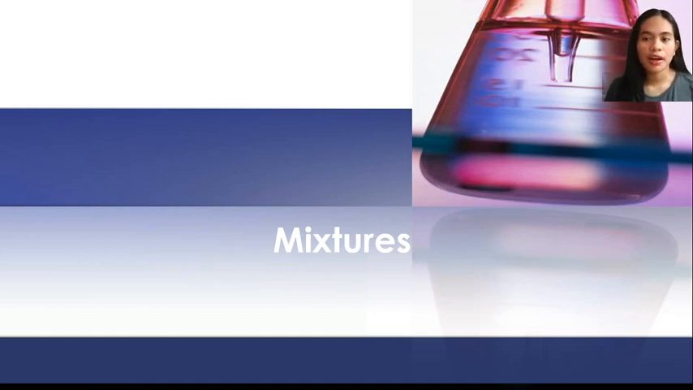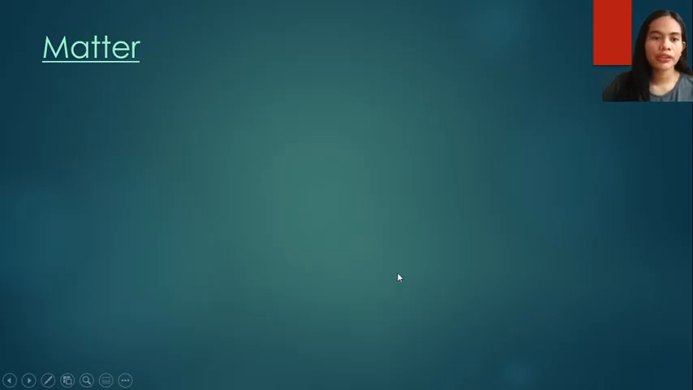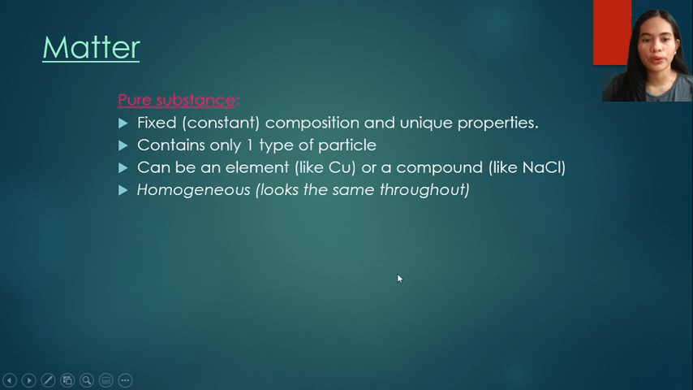Today we will discuss the different classifications of matter, and we will also discuss mixtures. So let's go to the different classifications of matter. Matter is classified into pure substance. When we say pure substance, they are fixed, constant, and they also have unique properties. They only contain one type of particle.